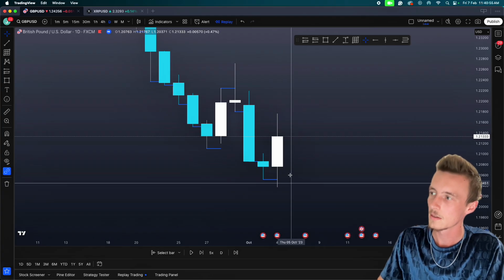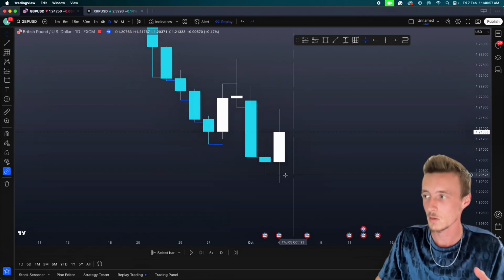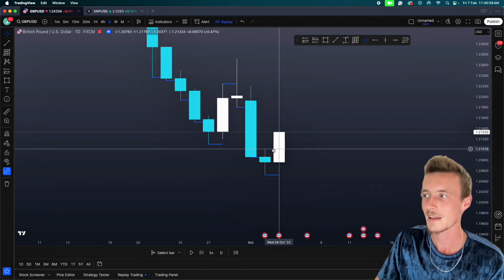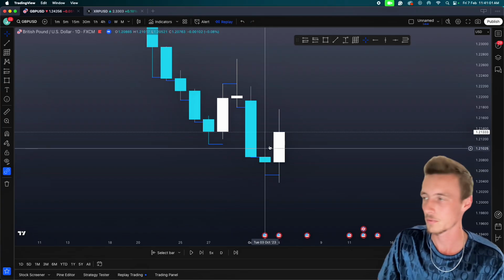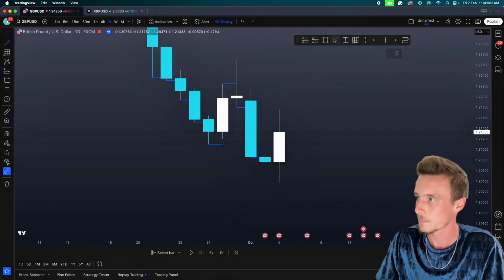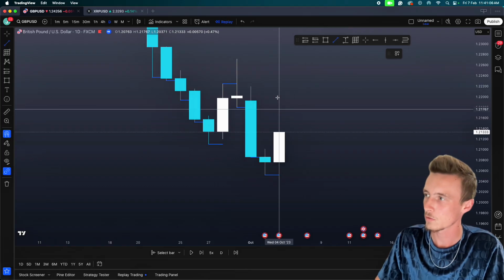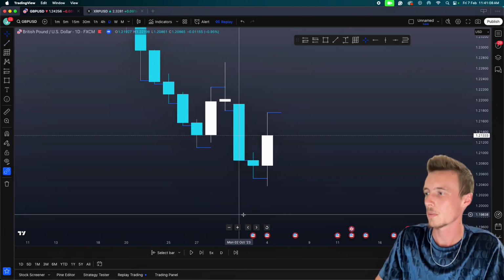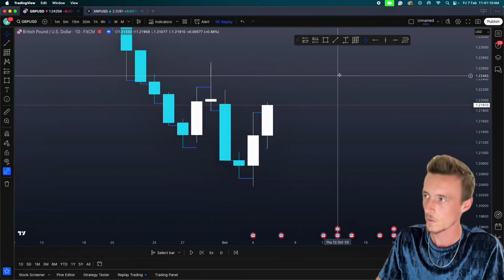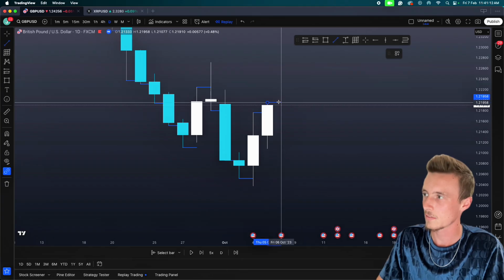We wick this and then close back above. As you can see, we wicked the previous low, closed back above, as well as closing back above the previous day's high. So basically just two confluences that we would look to change our bias, and we would look to go higher. We hit the previous high again, closing above it.